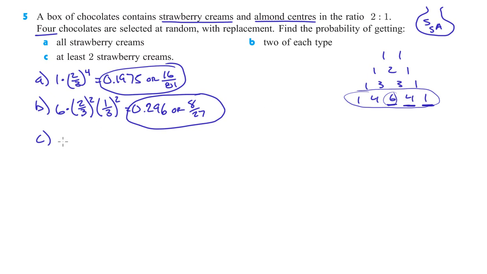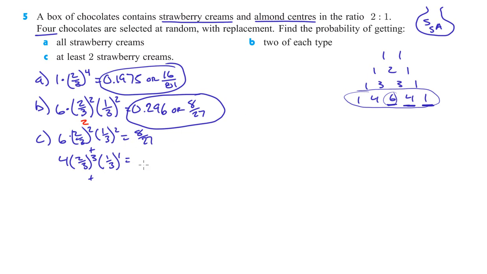So we already did this one. 6 times 2/3 squared times 1/3 squared. This is for getting exactly 2 strawberry creams. And that's going to equal, we already know, let's do our fraction here, 8/27. Okay, and then we're going to have to add 4 times, now we're getting 3 strawberry creams, so that's 2/3 to the 3rd times 1/3 to the 1st. And that'll give us a number.